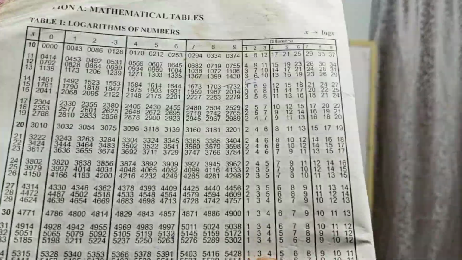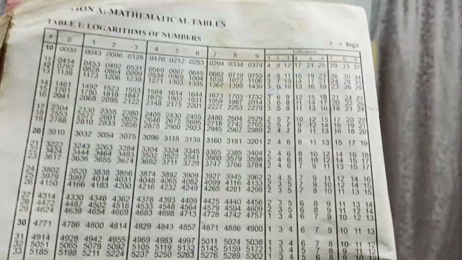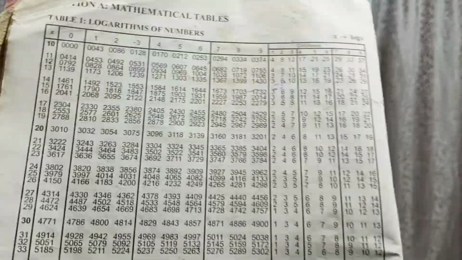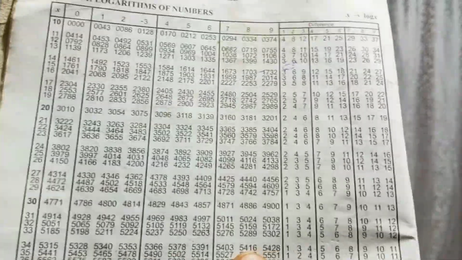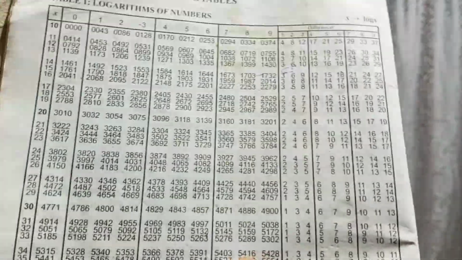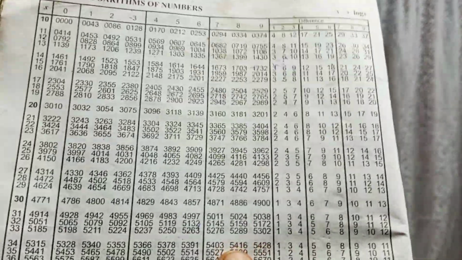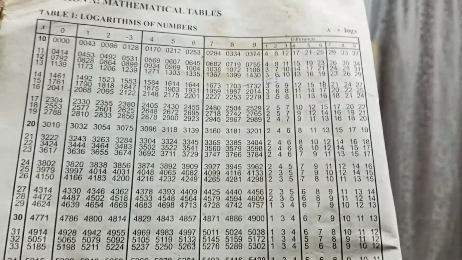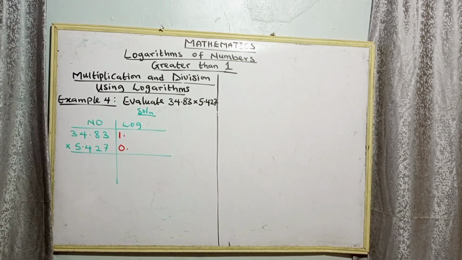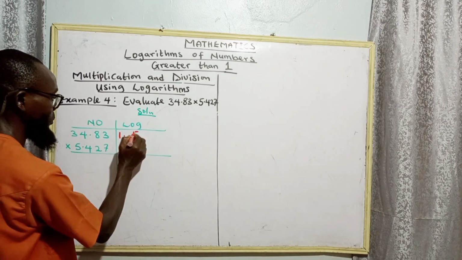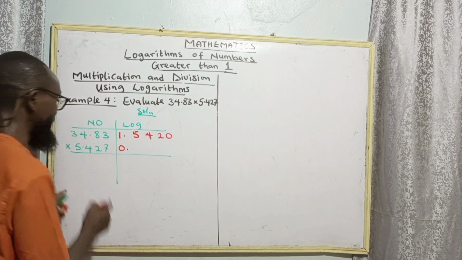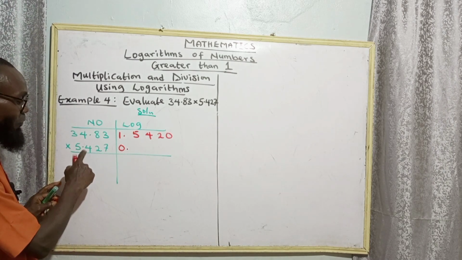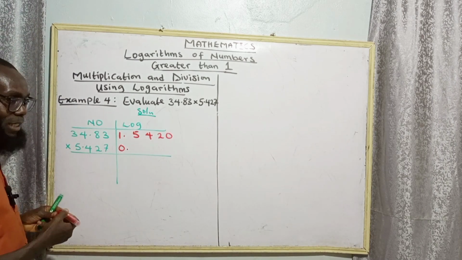Our difference 3, trace it again to this 3. That is 4. So you add it up, take your calculator or you add it up manually. 5416 plus this 4, we're going to have 5420. Fine. Then this one, you check 54 under 2 difference 7.